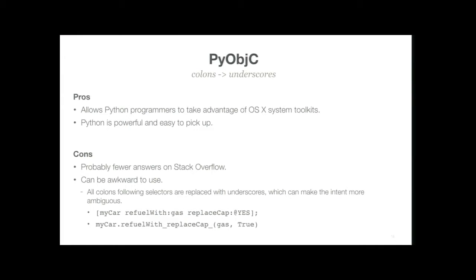Additionally, if you look at this example here, all colons following the selectors are replaced with underscores, and then you push the arguments in between the parentheses there, which can kind of alter the meaning. So it can be kind of awkward.